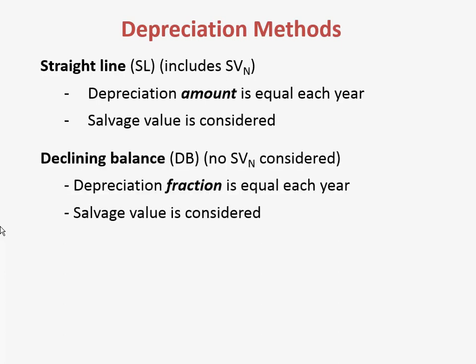Rather than having a constant amount, in declining balance, you look at a constant fraction in deduction. And so let's say, for example, 20%. So what you'd say in declining balance is that every year the equipment is losing 20% of the previous year's value. And so it's a constant fractional loss rather than a constant amount.